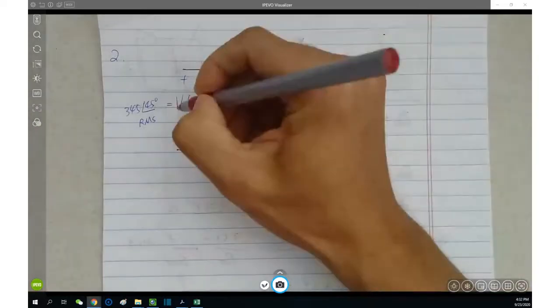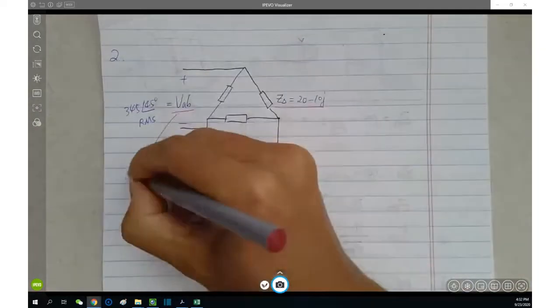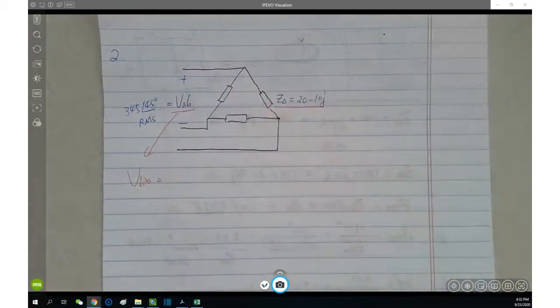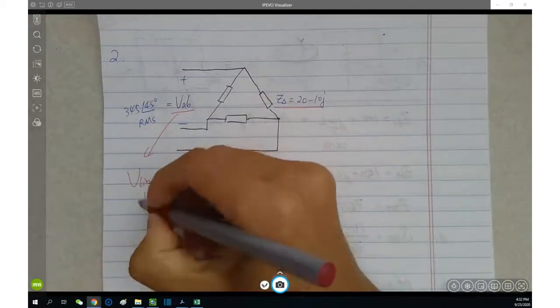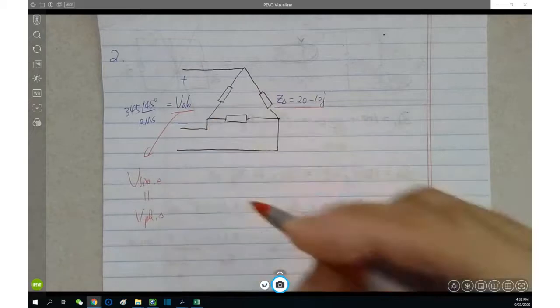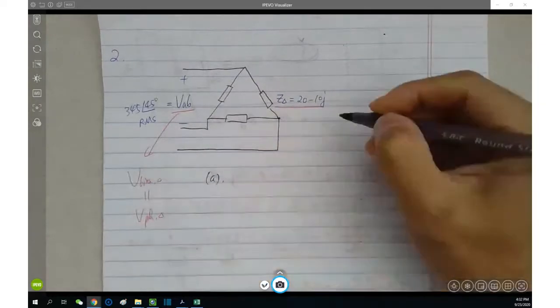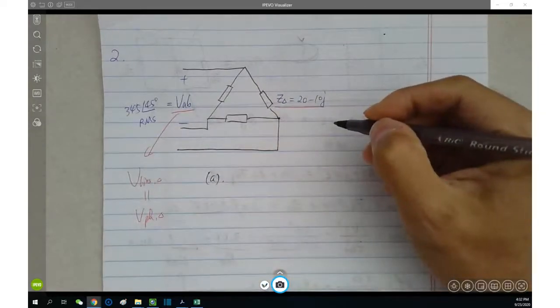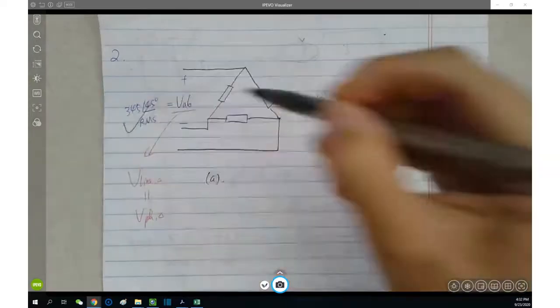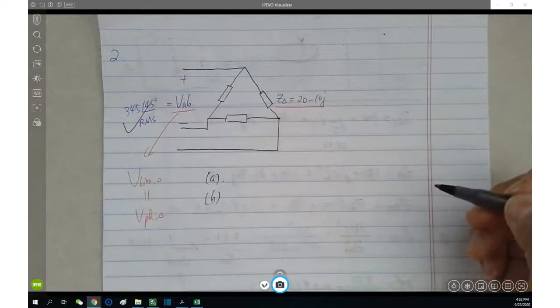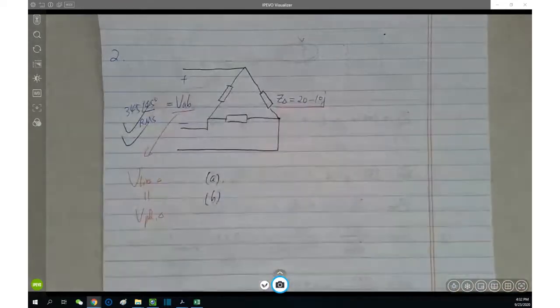And this is what? V what? Line voltage of the delta. Since this is delta load, it also equals to what? V phase voltage of the delta, right? So question A is asking, what is the line voltage of delta? Question B, what is the phase voltage of the delta load? Same answer.